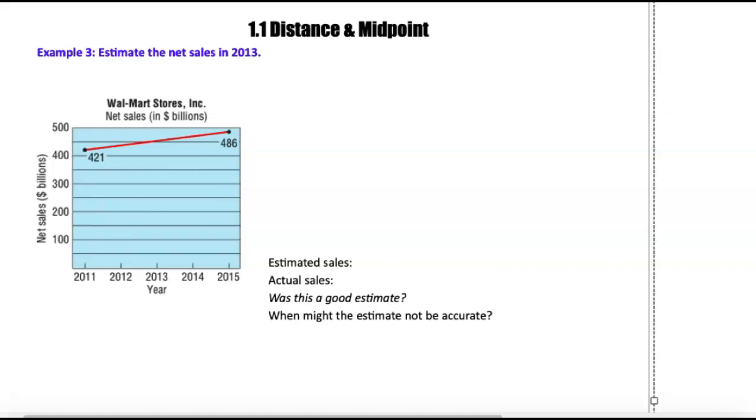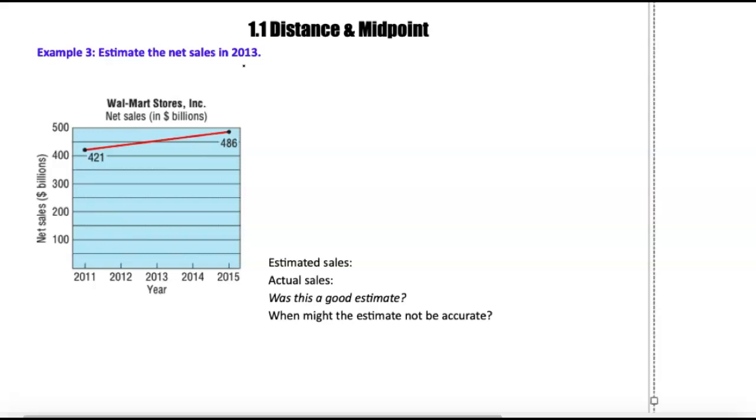In this next example, consider this case of the net sales of Walmart from 2011 to 2015. So we're given a graph here, which we can see the sales in 2011 were $421 billion, and in 2015 they were $486 billion. And so we want to estimate the sales in 2013.